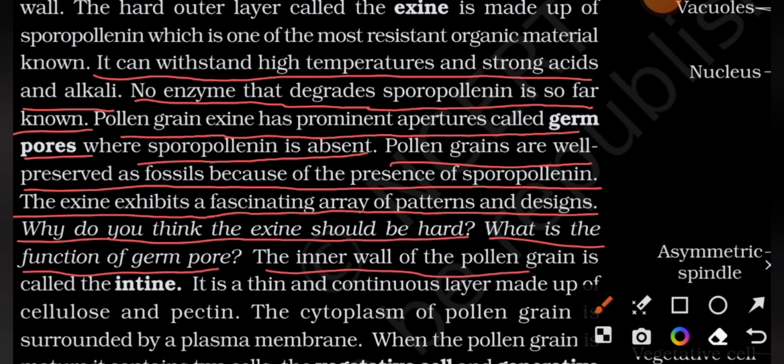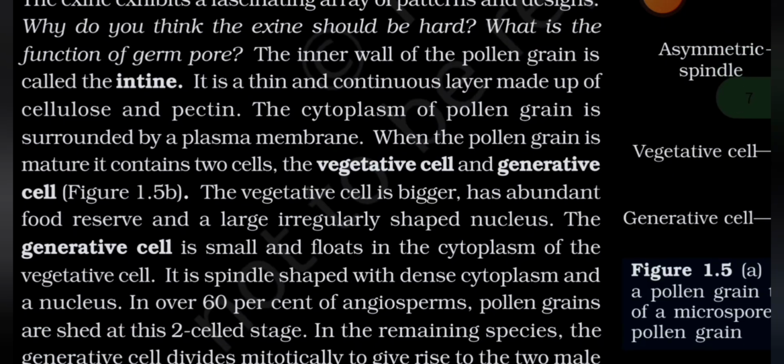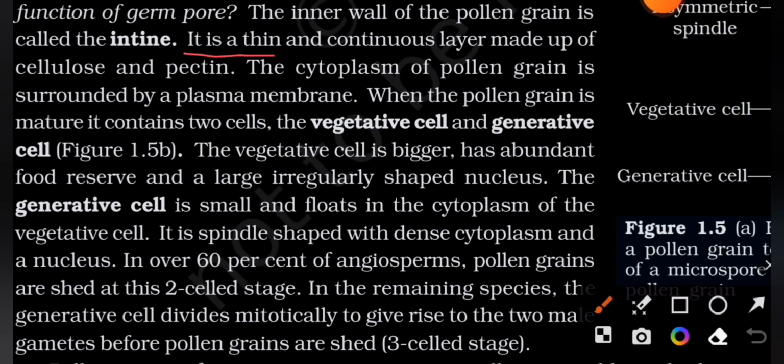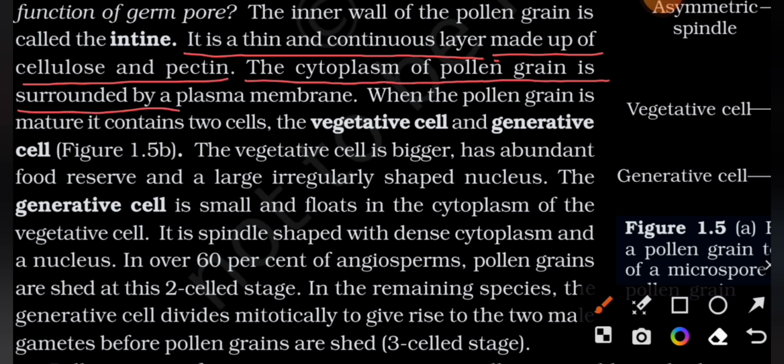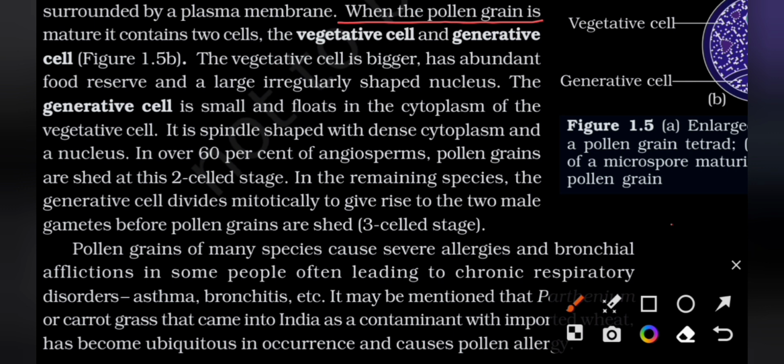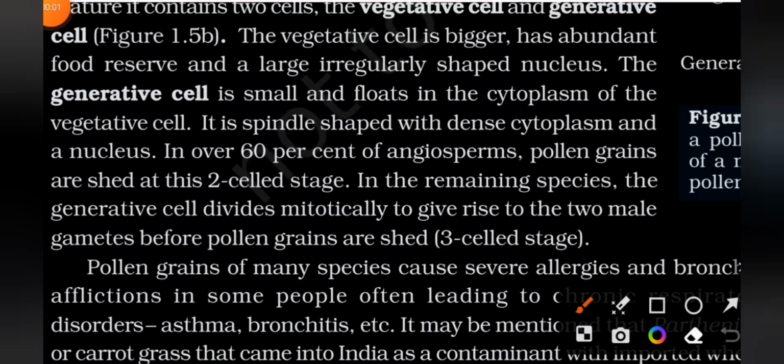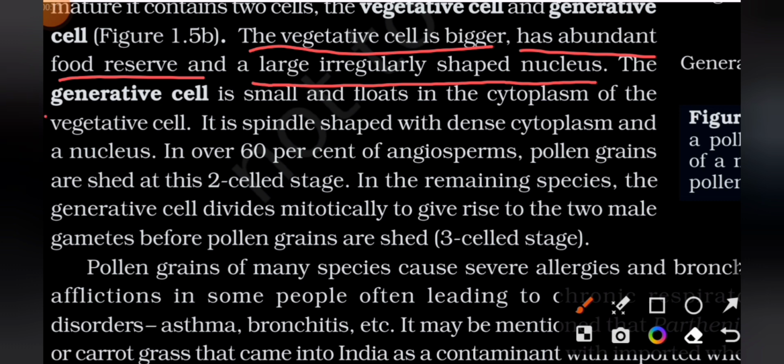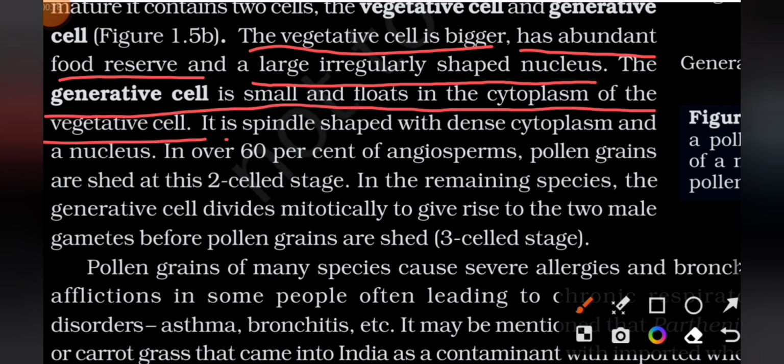The inner wall of the pollen grain is called the intine. It is a thin and continuous layer made up of cellulose and pectin. The cytoplasm of a pollen grain is surrounded by a plasma membrane. When the pollen grain is mature, it contains two cells, the vegetative cell and generative cell. Figure 1.5b. The vegetative cell is bigger, has abundant food reserve, and a large irregular shaped nucleus. The generative cell is small and floats in the cytoplasm of the vegetative cell. It is spindle shaped with dense cytoplasm and a nucleus.